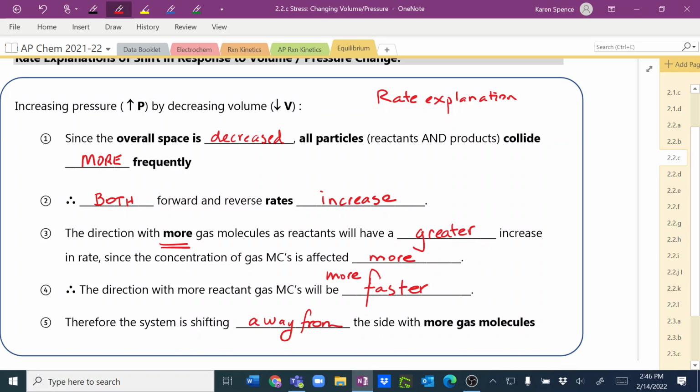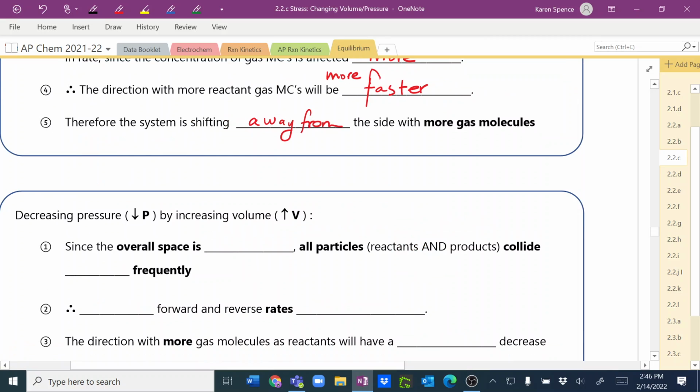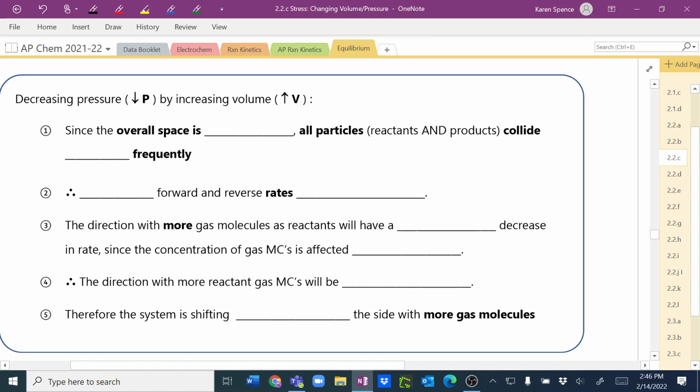Like I said, the chances of you having to explain things in words like this on AP is slim to none. Yes? It's really about you understanding what's going on. Yeah? What if we decrease the pressure by increasing the volume? The overall space is increased.